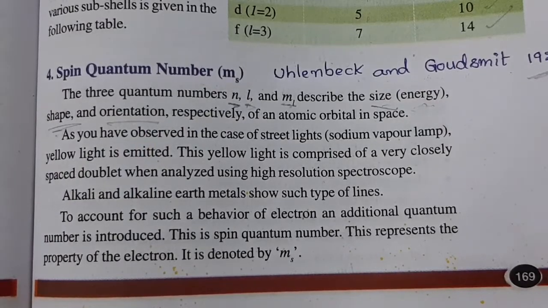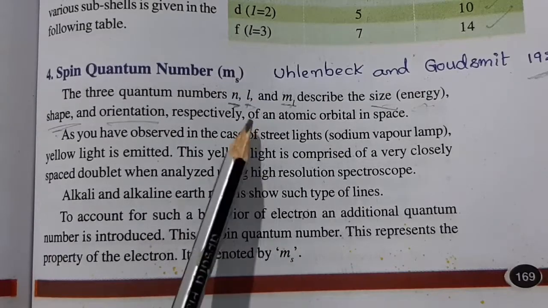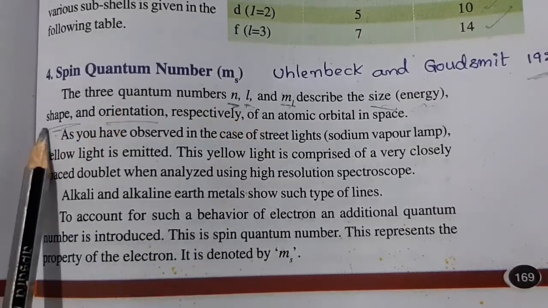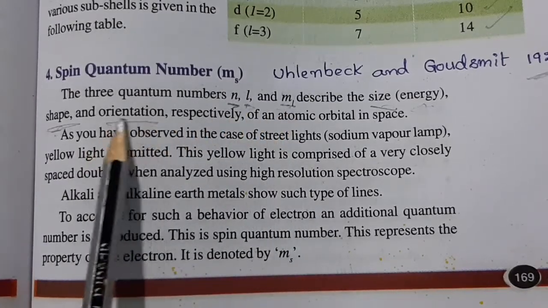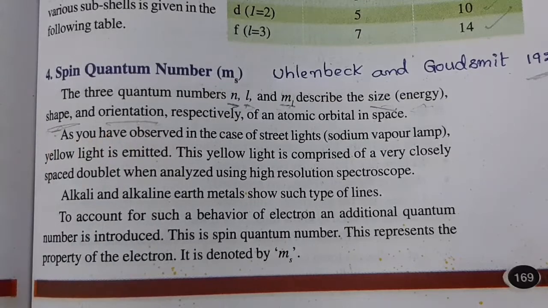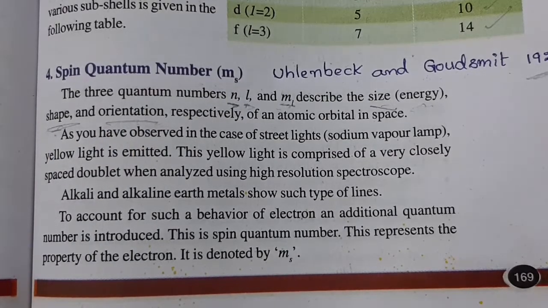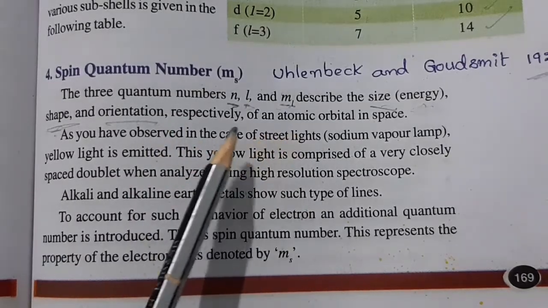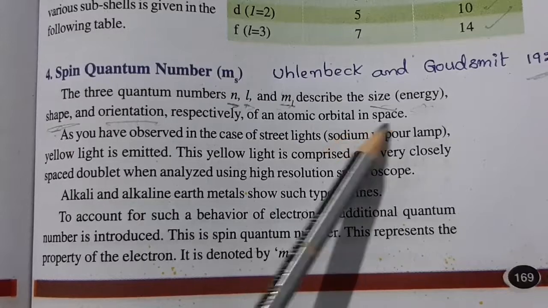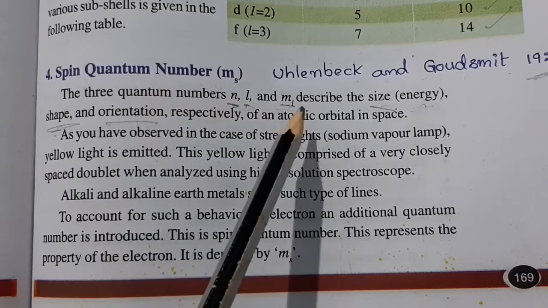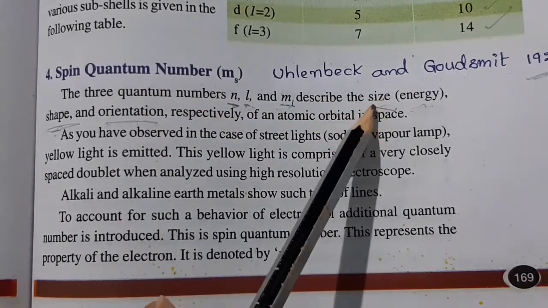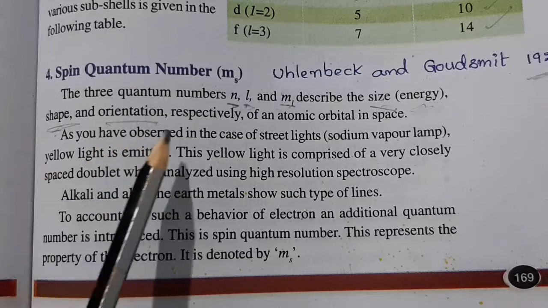Okay, the principal quantum number gives size and energy, and the angular momentum quantum number L gives shape. The magnetic quantum number ml gives orientation. Orientation means along the x axis, y axis, z axis, the orientations of an atomic orbital in space. So in space, these three quantum numbers describe three properties: size and energy, shape and orientation.